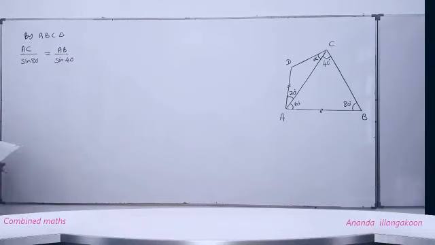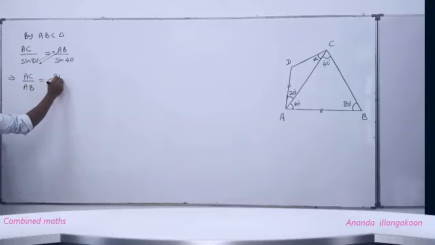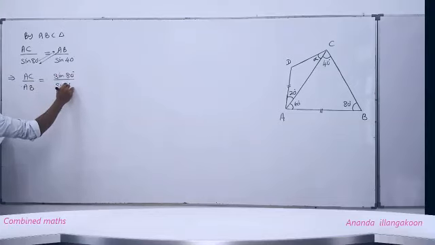Okay, then people, you can use the cross multiplication like this. Bring this AB here and sine 80 here. Then we get, this implies AC divided by AB is equal to sine 80 degrees divided by sine 40.